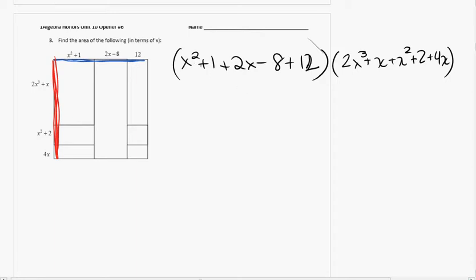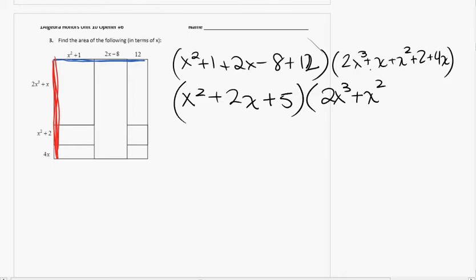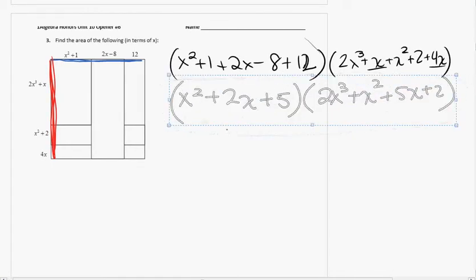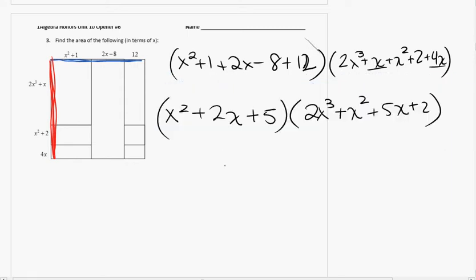So in this expression, I have x squared, I have plus 2x, and then I have 1 minus 8 is negative 7 plus 12, which is plus 5. So now I have that. And in this other one, I have 2x cubed plus x squared plus an x and a 4x, so plus 5x, plus 2. And now that this is as compact as possible, I am going to need to distribute. So let's do this in an organized way.